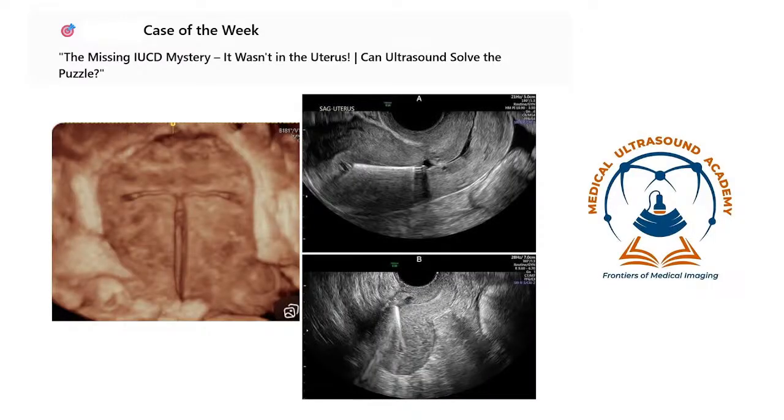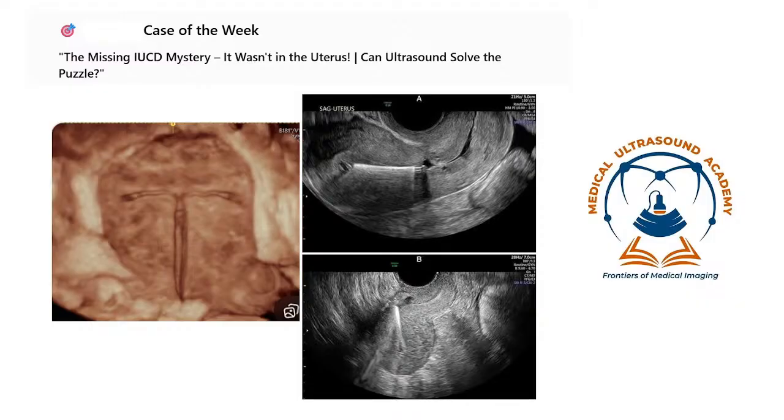The missing IUCD. The referring clinician couldn't find it. He tried to identify the strings of the IUCD, and they failed. They couldn't find it.